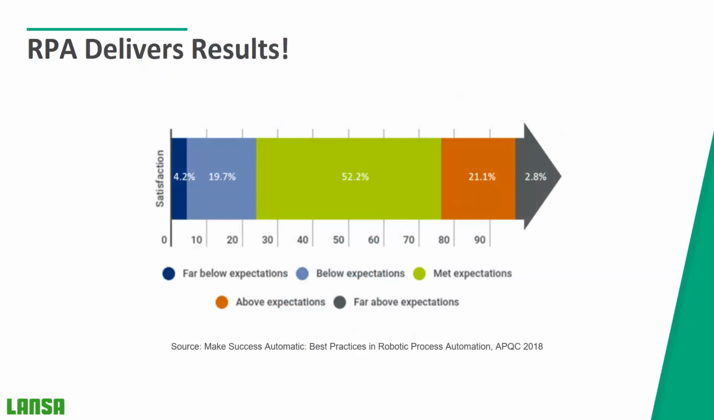Right, RPA also delivers results. It's really an architecture whose goal is to save money and reallocate employees to do more productive work. So it's gaining a lot of attention because it's successful and beneficial to an organization's bottom line. As you can see here, more than half of the companies that have implemented an RPA project said that it had met their expectations and delivered the ROI they were hoping to achieve. 21% said it was above their expectations, and almost 3% said their RPA project was far above their expectations.